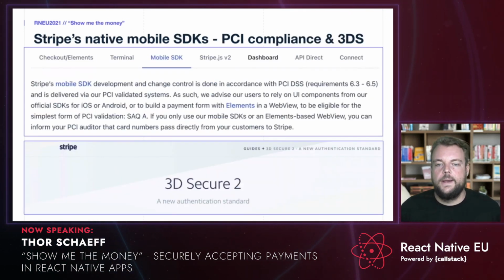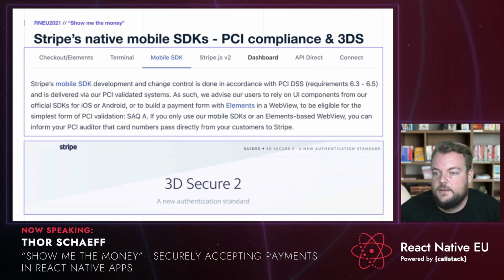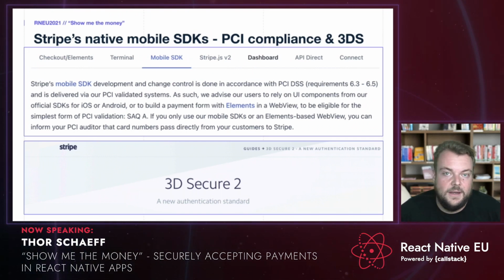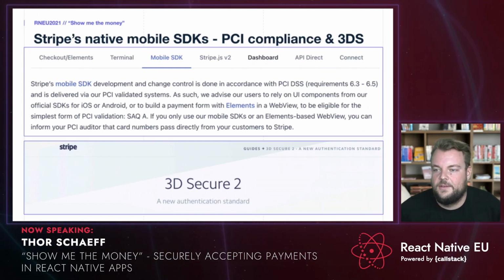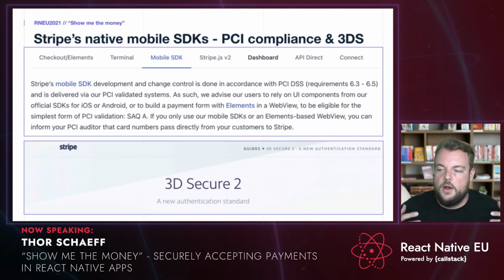So first of all, why are we using Stripe's native mobile SDKs? You could say, hey, we're just collecting some data in our app and then sending that to an API. What's the big fuss? But especially when you're dealing with credit card data, there is a thing called PCI compliance, and in Europe as well, there's strong customer authentication. And so Stripe's native mobile SDKs, the Android and iOS SDKs, are developed with all these considerations in mind.